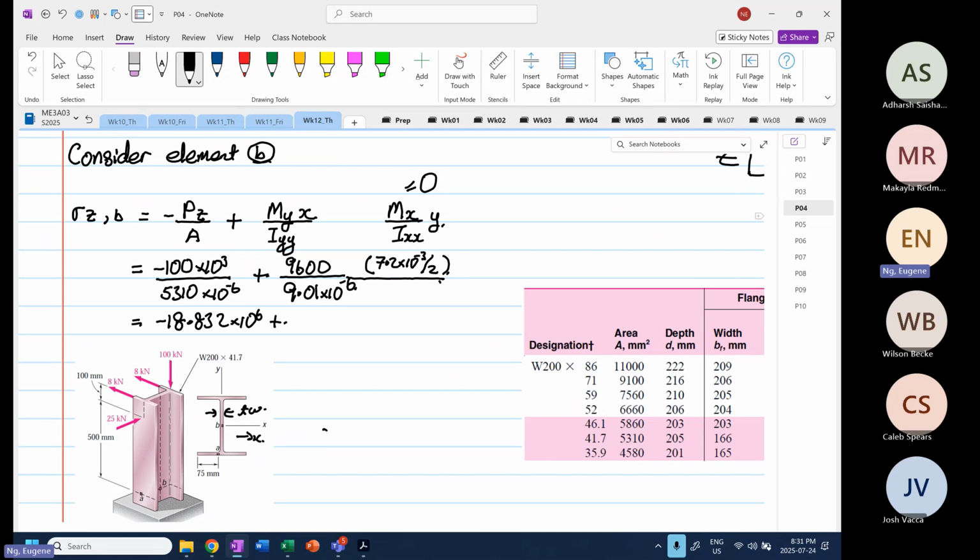Plus 9600 divided by 9.01 times 10 to the power minus 6, times 7.2 times 10 to the power minus 3 divided by 2, which is equal to 3.836 times 10 to the power 6. Okay, let me do it again. 960 times 7.2 times 10 to the power minus 3 divided by 2 divided by 9.01 times 10 to the power minus 6. Yep, 3.836.